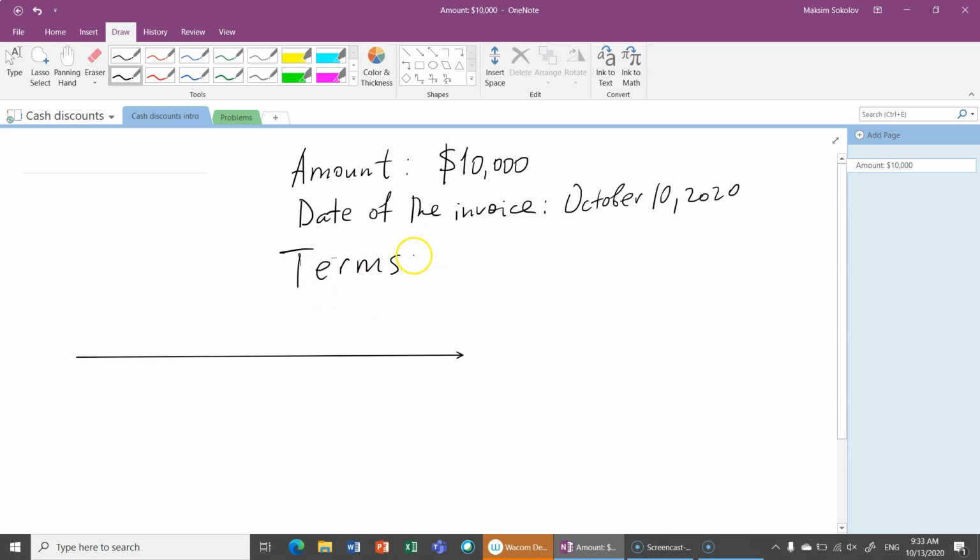And terms of the invoice would be something like this: 5/10, 3/15, and net 30. So let's talk about the terms of the invoice. What do they mean? How do we read this? It's 5/10, 3/15, net 30. So this N here would be pronounced as net.